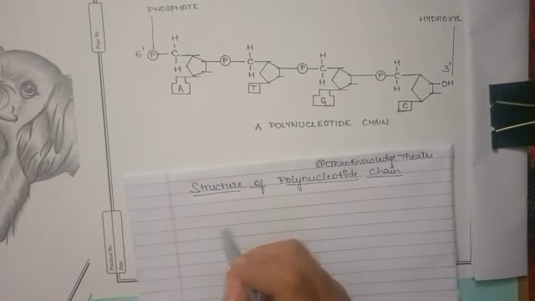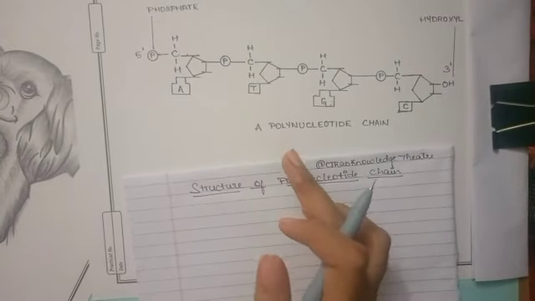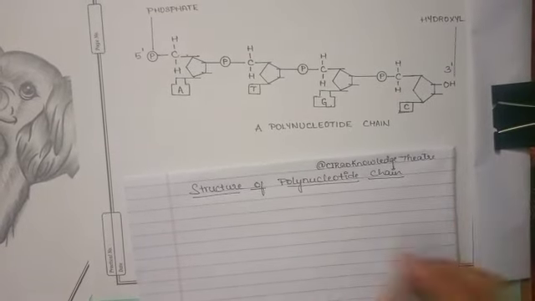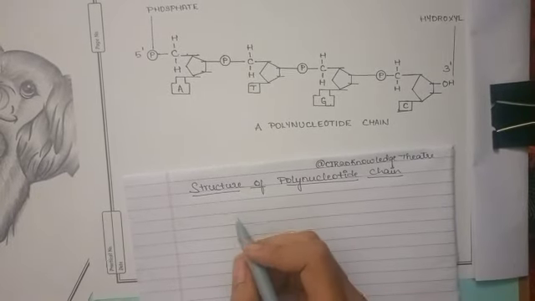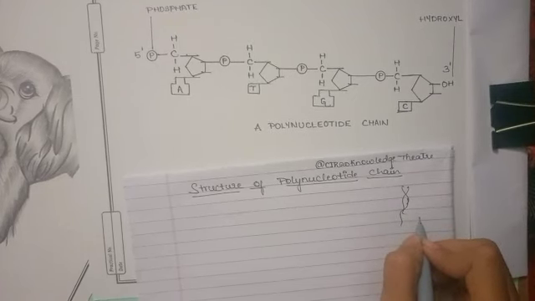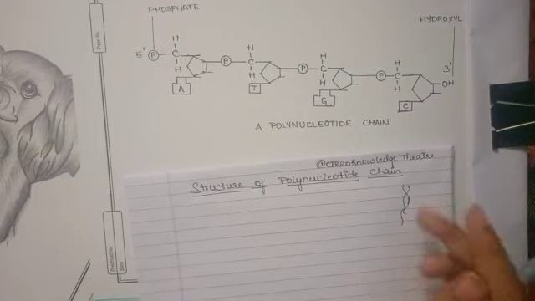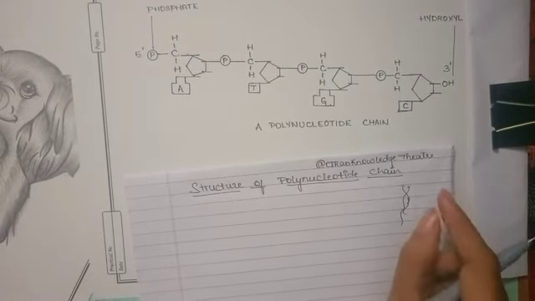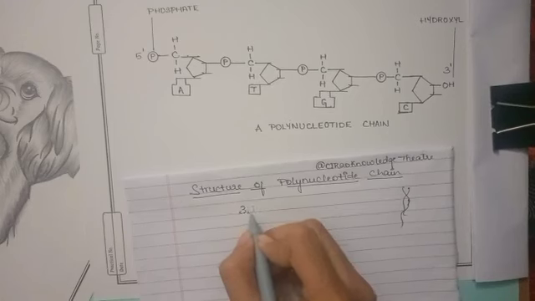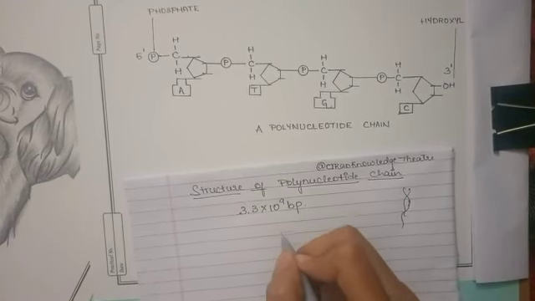Let us discuss the structure of polynucleotide chain. First, DNA is deoxyribonucleic acid. It is a long polymer of deoxyribonucleotides. The length of DNA is usually expressed by the number of nucleotides present in it. This is also a characteristic of an organism. For example, human DNA consists of 3.3 x 10^9 base pairs.